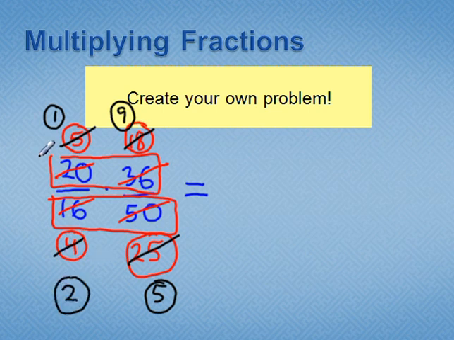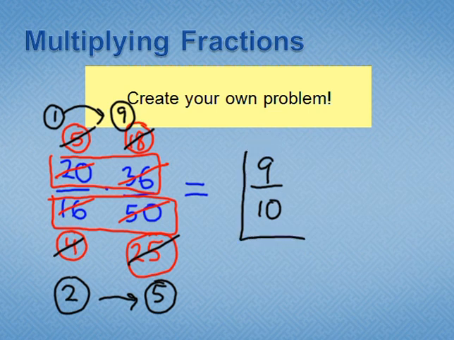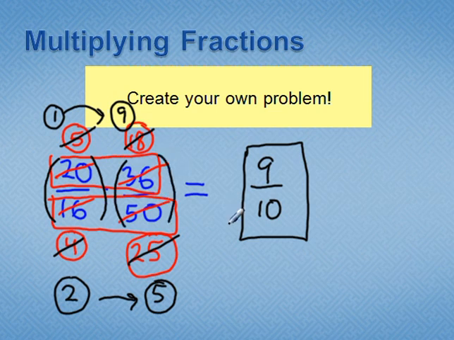So essentially, after we've done our canceling, we ended up with a 1 times 9 in the numerator, which is 9. And then 2 times 5 in the denominator is 10. And 9 and 10 have nothing left in common to reduce by, so that's our final answer. You can check this with a calculator. Do 20 over 16 on a calculator, multiply that by 36 divided by 50, and see if you get the same answer as 9 divided by 10, and you will.